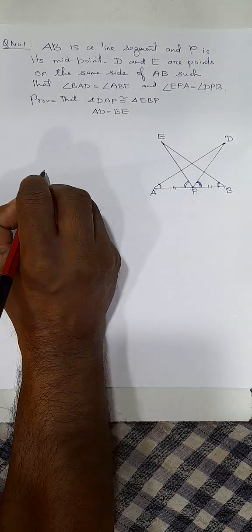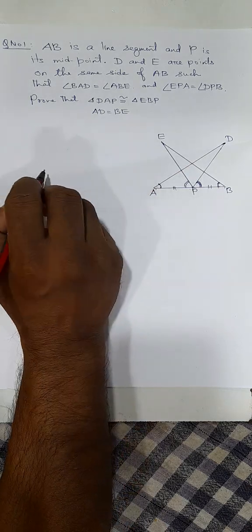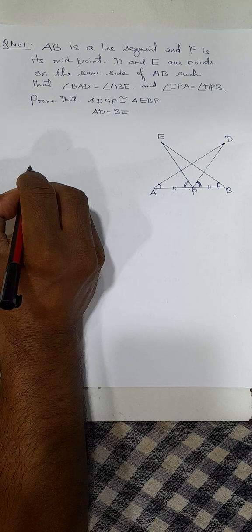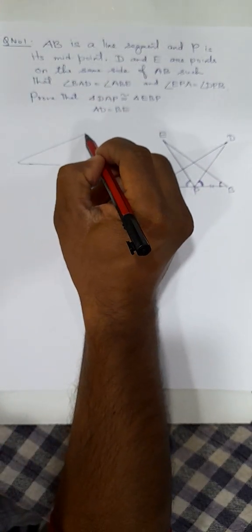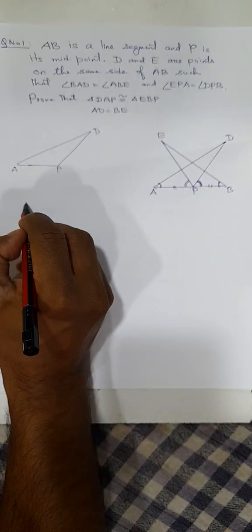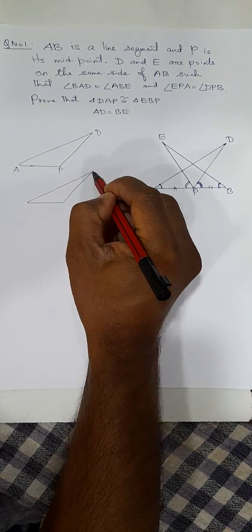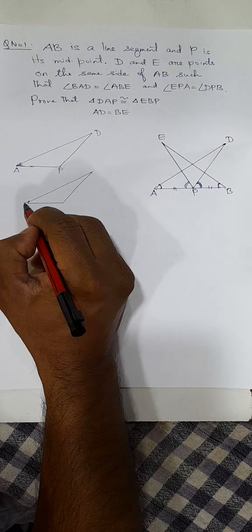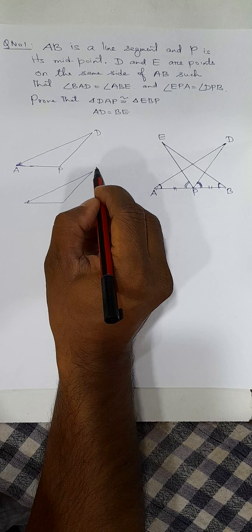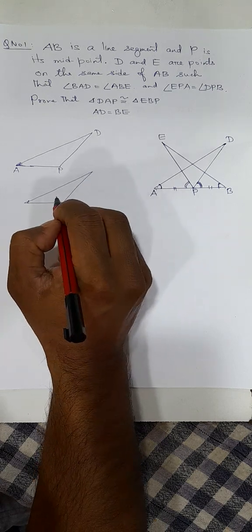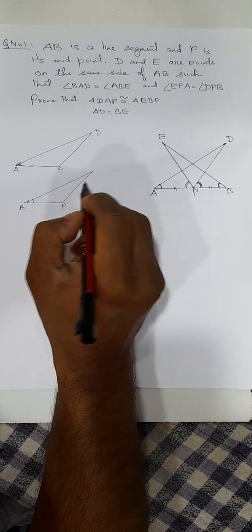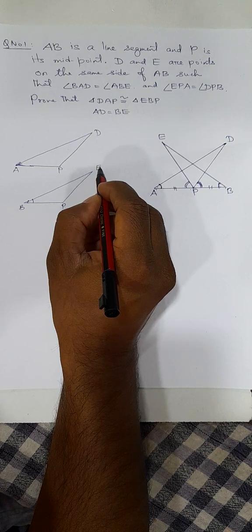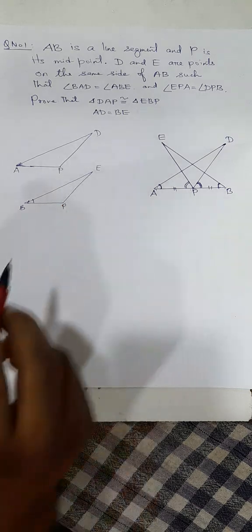So let us first try to separate out the triangles which are required to be proved congruent. We will try to draw these triangles separately here. This is A, P and D, and the other triangle is EBP. So B is here, P is here, and E is here. So we have to prove these two triangles are congruent.